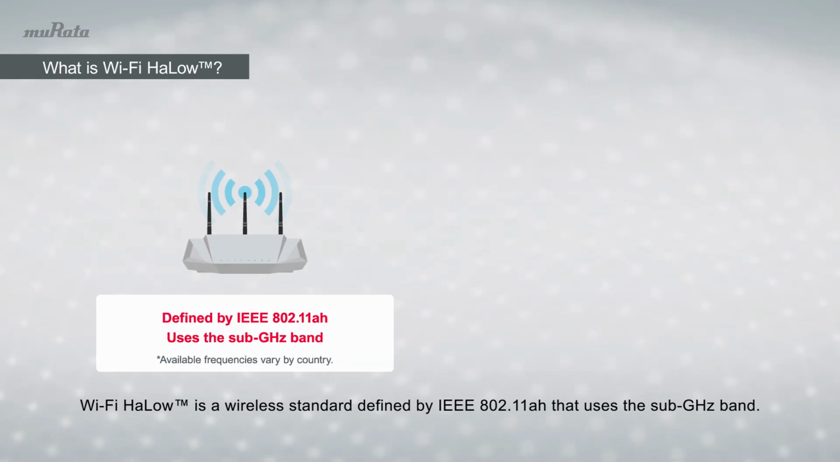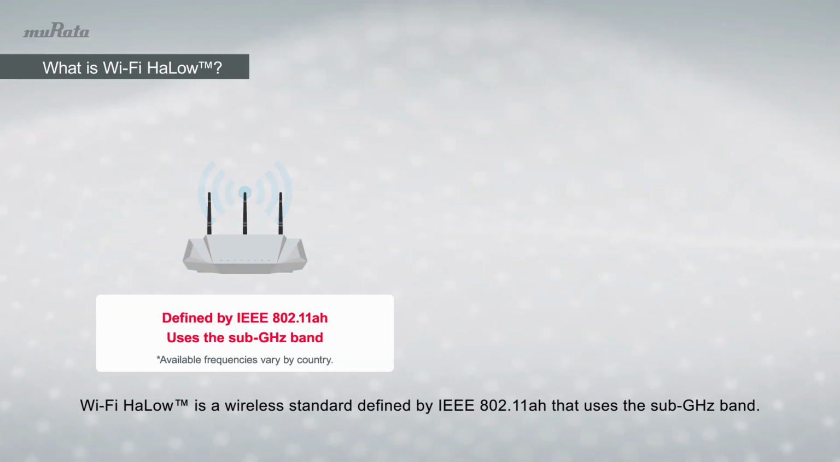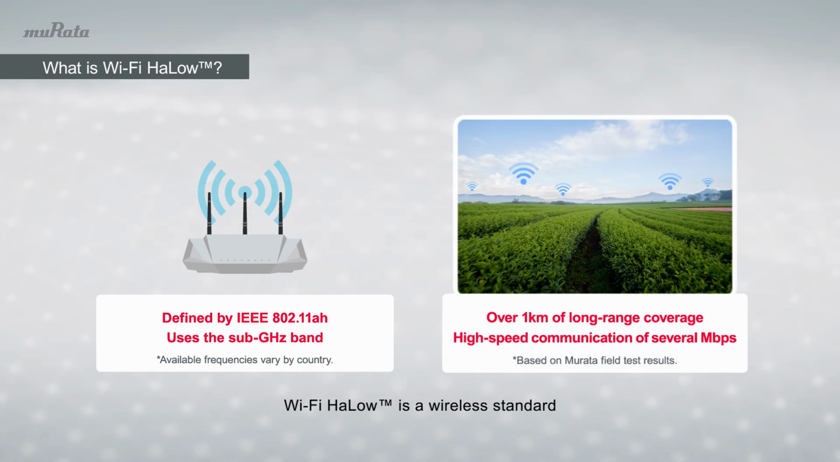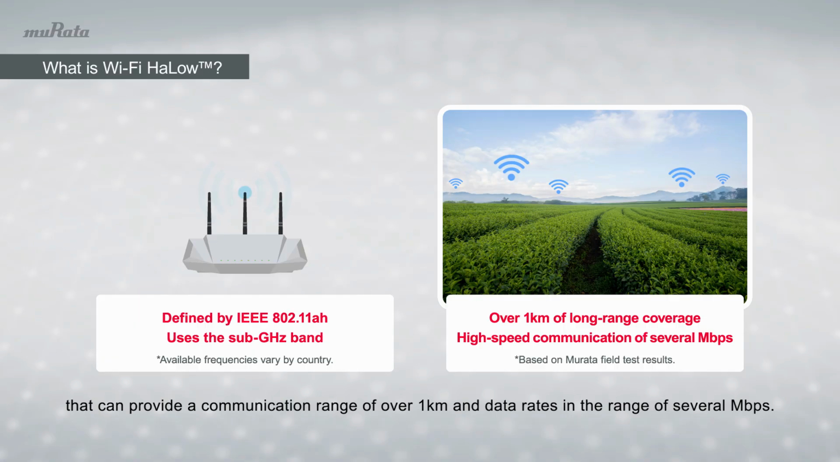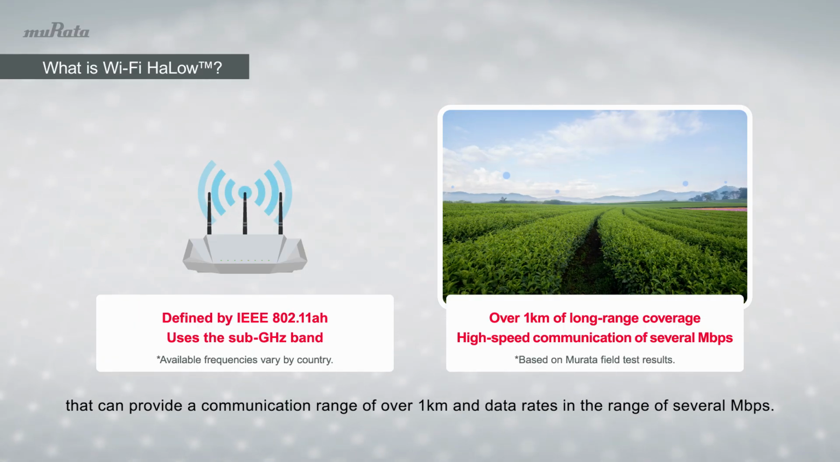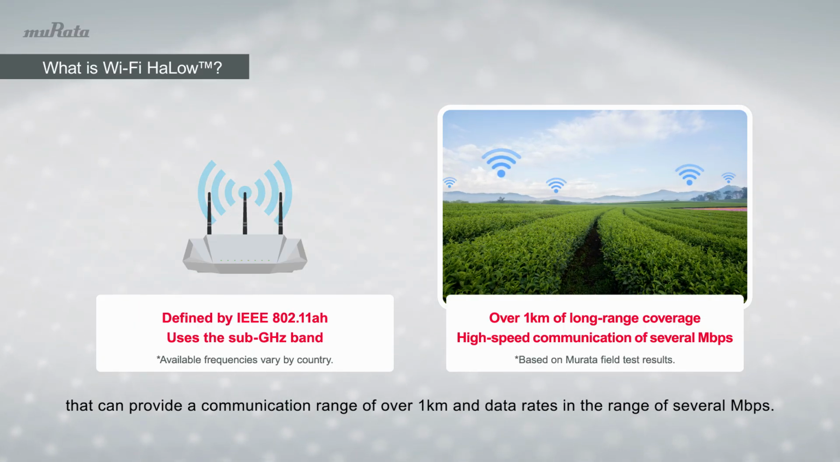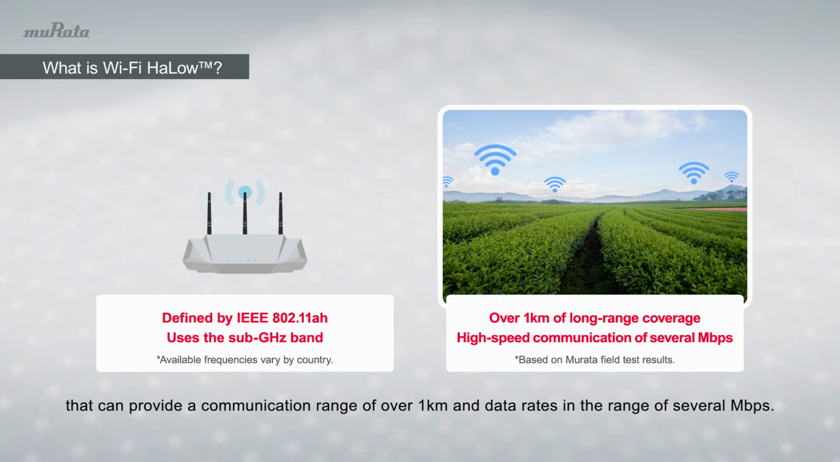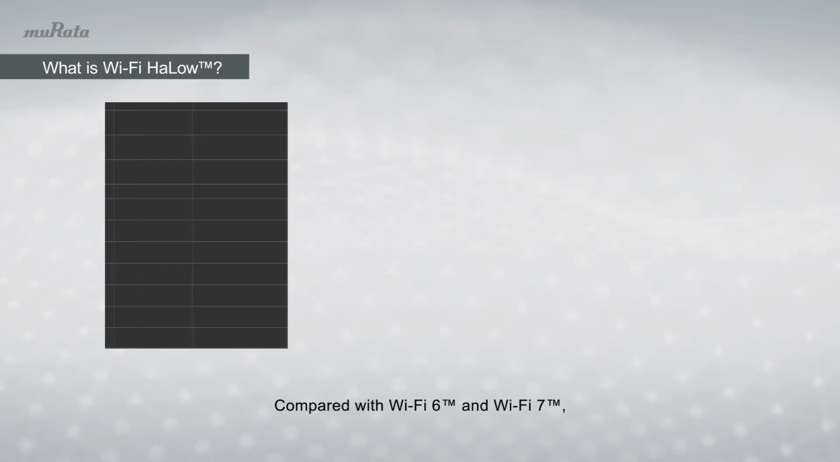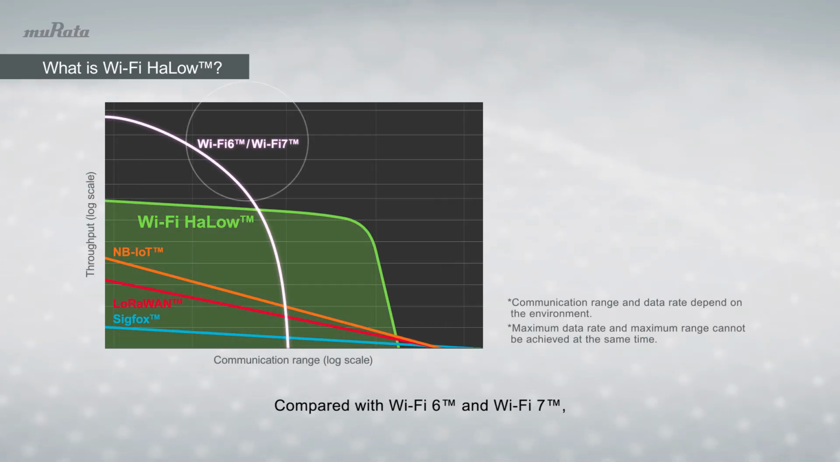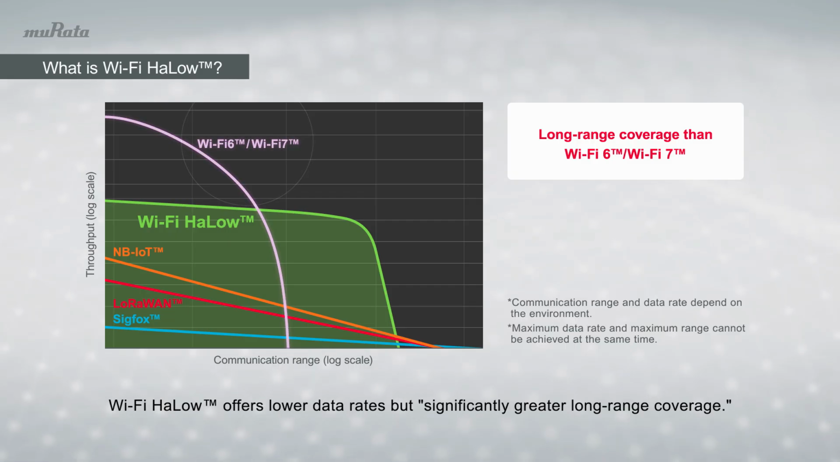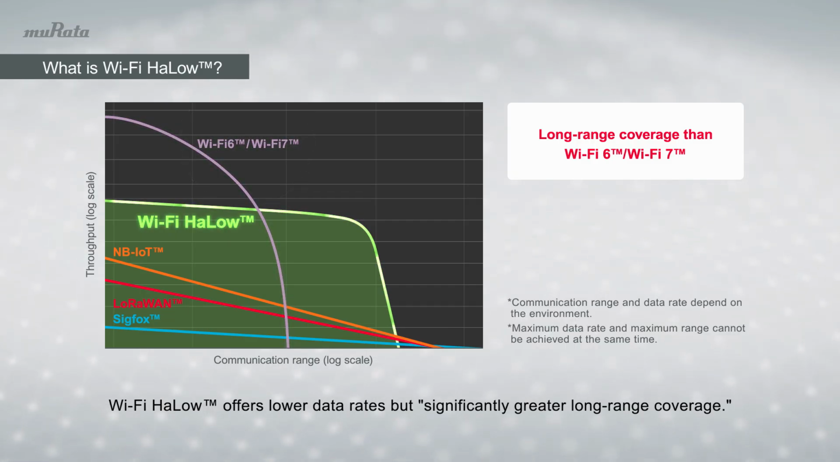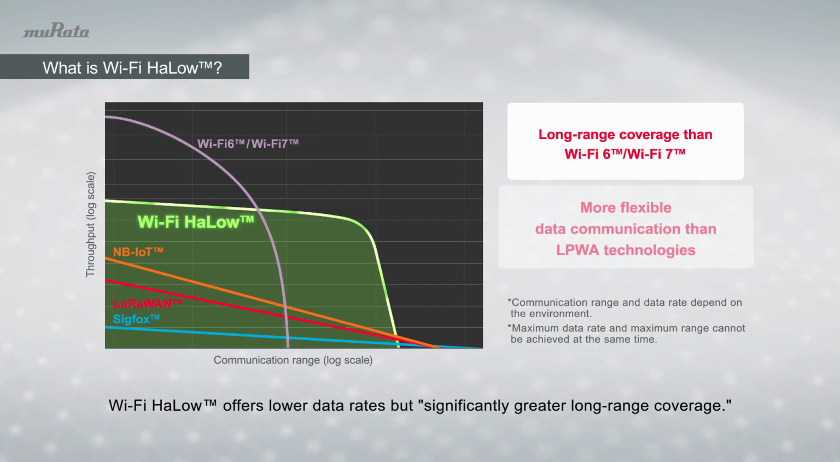Wi-Fi HaLow is a wireless standard defined by IEEE 802.11ah that uses the sub-gigahertz band. Wi-Fi HaLow is a wireless standard that can provide a communication range of over 1 kilometer and data rates in the range of several megabits per second. Compared with Wi-Fi 6 and Wi-Fi 7, Wi-Fi HaLow offers lower data rates but significantly greater long-range coverage.